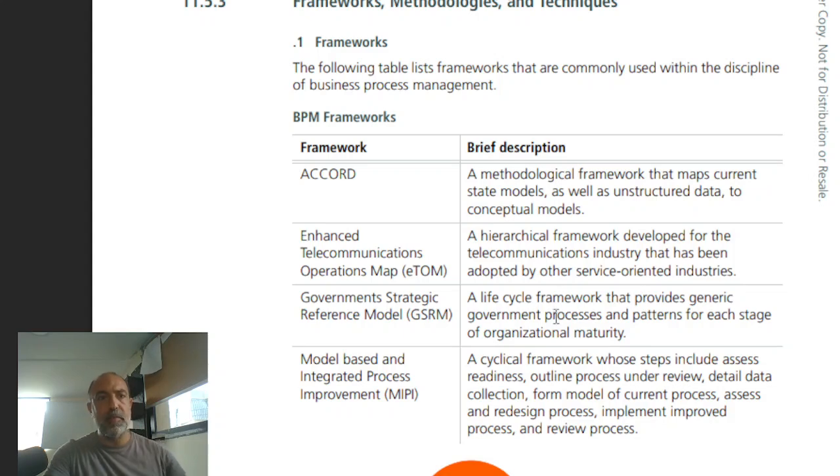All right. Business Process Management Part 2: Frameworks, Methodologies, and Techniques.